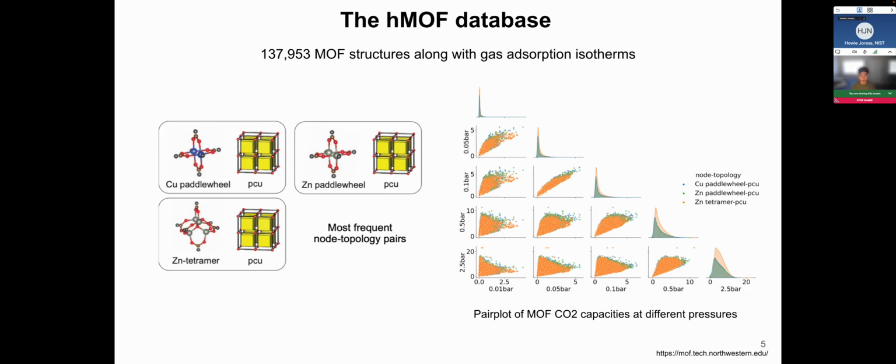And if you look at the pair plot of the MOF CO2 capacities at different pressures, you'll find that at different pairs of pressures, the MOF CO2 capacities are weakly correlated, which means that it is highly pressure dependent. And on the diagonal line, here we show the distribution of MOF CO2 capacities at the specific pressure. So what you find is that across the board, there are more MOFs with lower CO2 capacity, whereas there are only very few of them with high CO2 capacity. This motivates us to design a new computational framework to accelerate the discovery of high-performing MOFs.